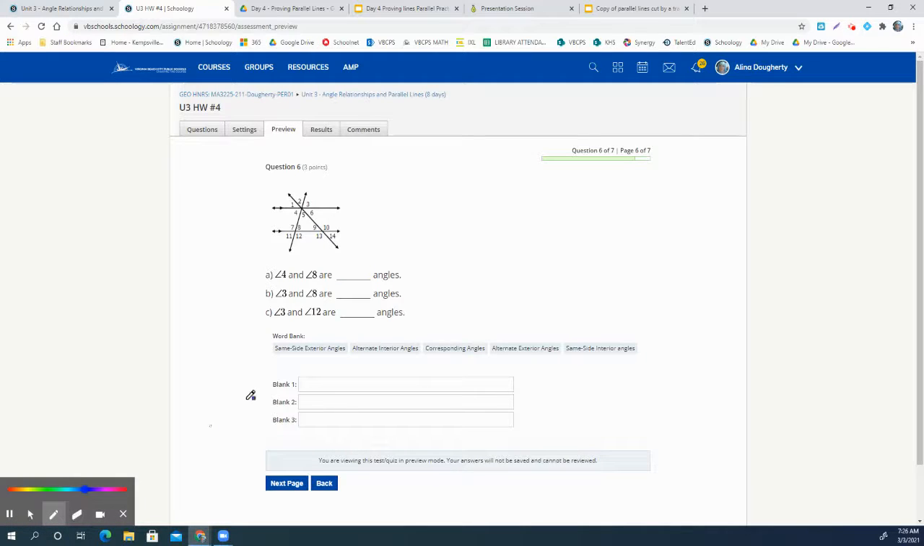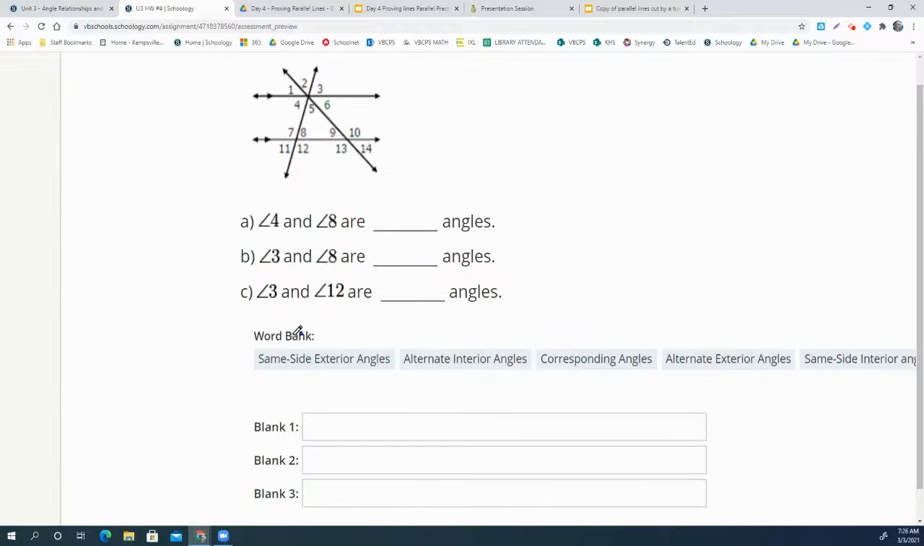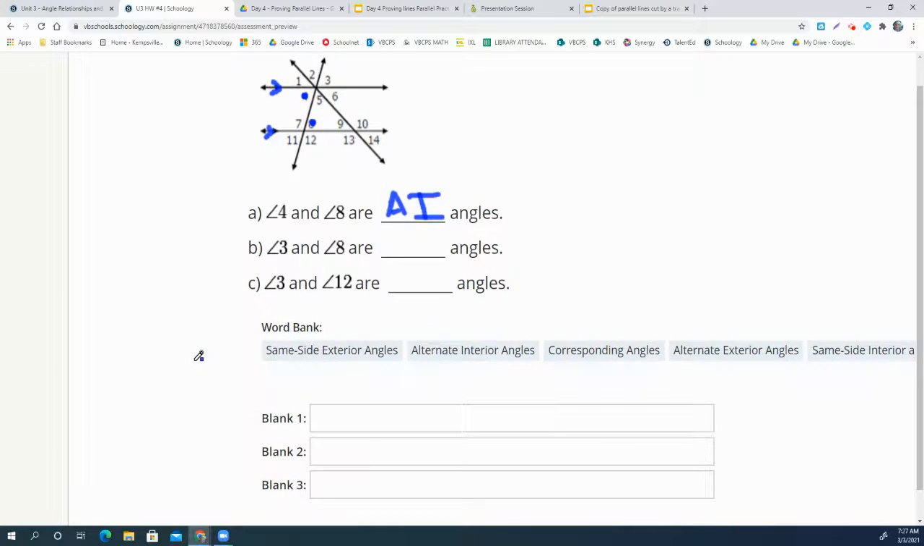So 4 and 8, let me see if I can zoom in on this a little bit. 4 and 8, these lines are parallel, right? So they're on opposite sides of the transversal. The transversal connects the 2 dots. So I've got 4 and 8 are alternate. So that's going to be alternate interior. Alternate interior.